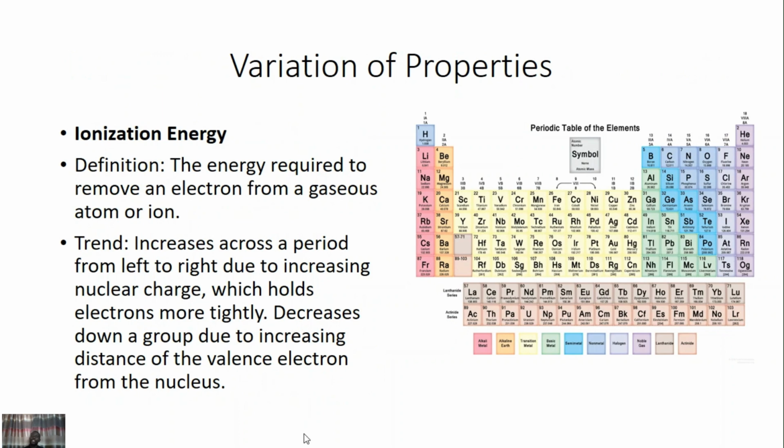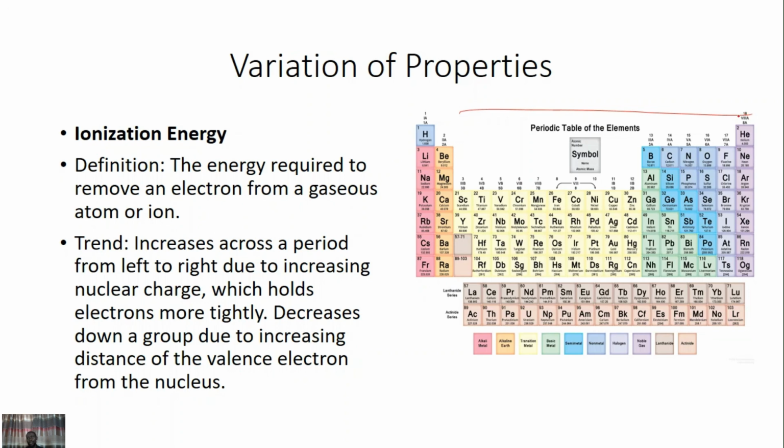Now, let's talk about the variation in properties that occur across the periodic table. First of all, let's look at ionization energy. What is ionization energy? It is the energy that is required to remove an electron from a gaseous atom. And this ionization energy tends to increase across the periodic table from left to right.